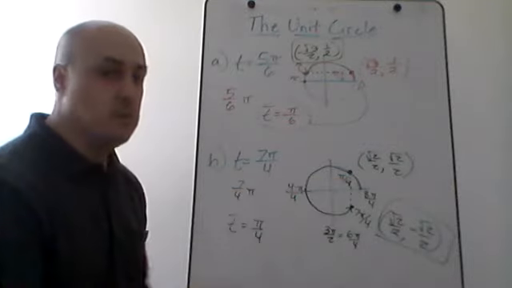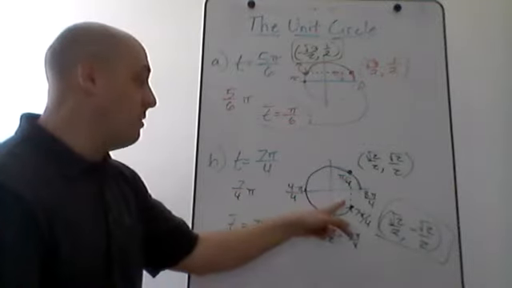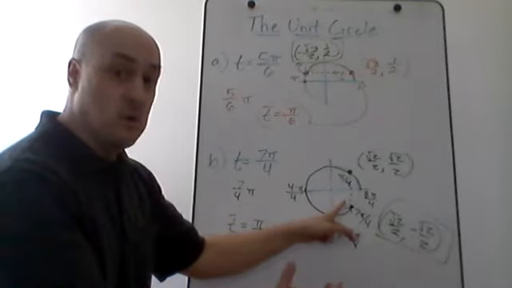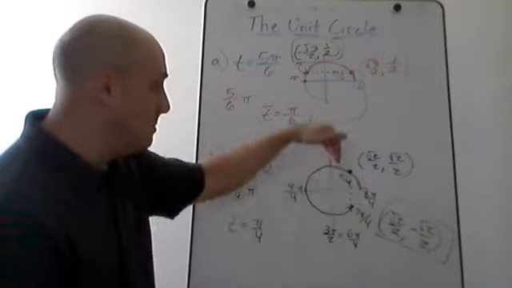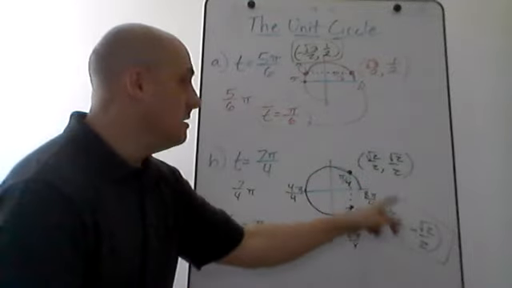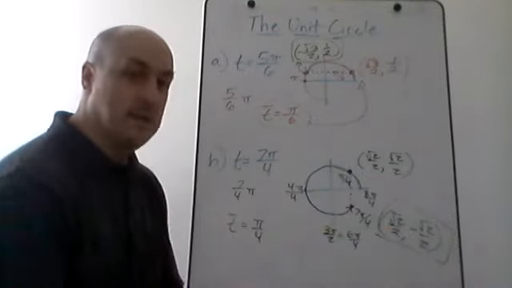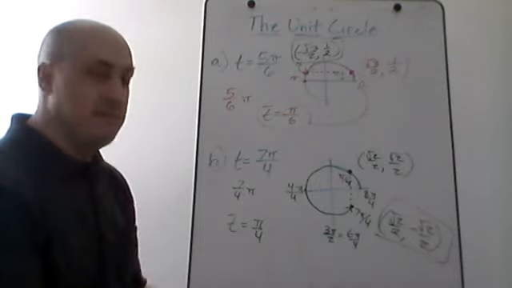And that's just based on your prior knowledge that if I have any point in the fourth quadrant, it's going to have a positive x coordinate, but a negative y coordinate, right? Because it's over to the right for positive x's, but it's down for negative y's. So I just take those numbers, make the y negative. That's my terminal point for 7 pi over 4.